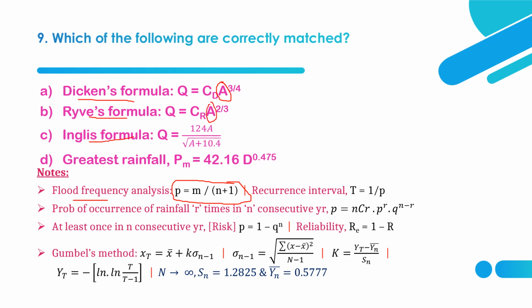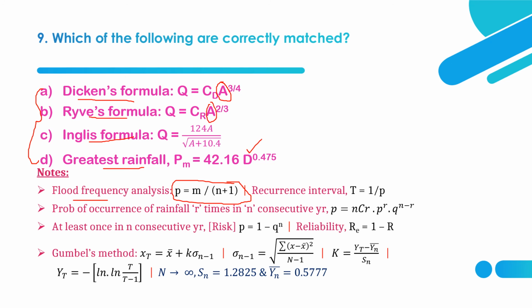Inglis formula is mainly used in the Western Ghats: 124A divided by root of A plus 10.4. The greatest rainfall will be given by PM is equal to 42.16 D to the power 0.475, where D is the duration in hours and PM is in centimeters. So these are the important things. And now let's see the other notes.